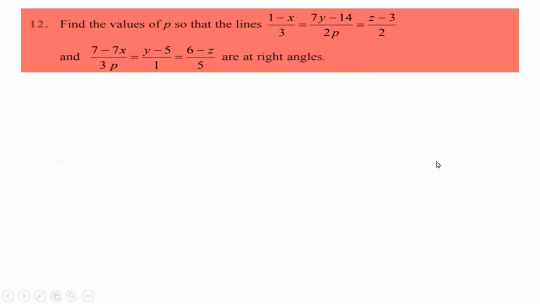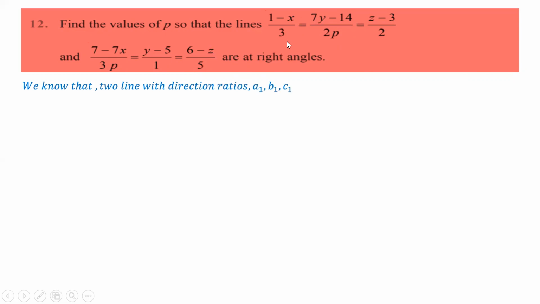So question number 12. Find the value of p so that these two lines are at right angle. That means the two lines are perpendicular to each other, and we need to find the value of the constant p here. P is used here and here also. So first of all, write down the equations of the lines in the general form.